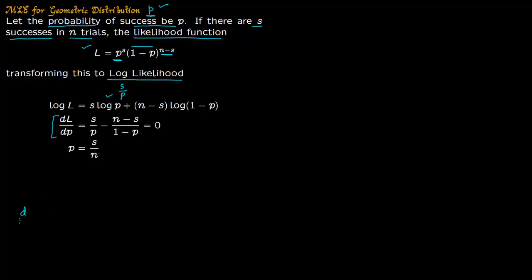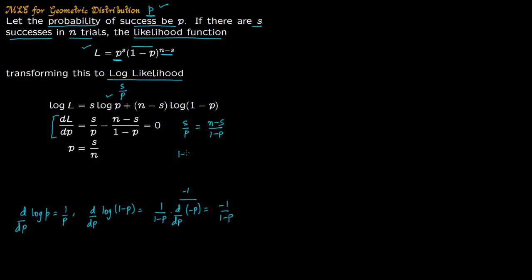First note that d by dp of log p is 1 by p, and d by dp of log of (1 minus p) is 1 over (1 minus p), and then you have d by dp of minus p, which is minus 1. So you have minus 1 over (1 minus p), and that's exactly what you use here. s by p minus (n minus s) over (1 minus p) equals 0. Now you can rearrange this. So this becomes s by p is equal to (n minus s) over (1 minus p).